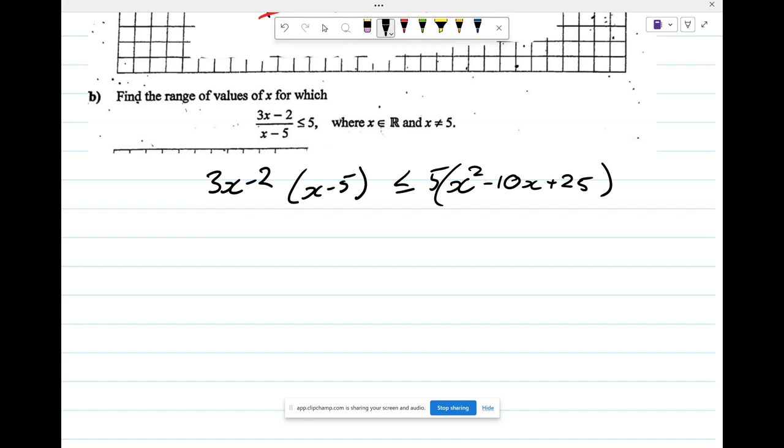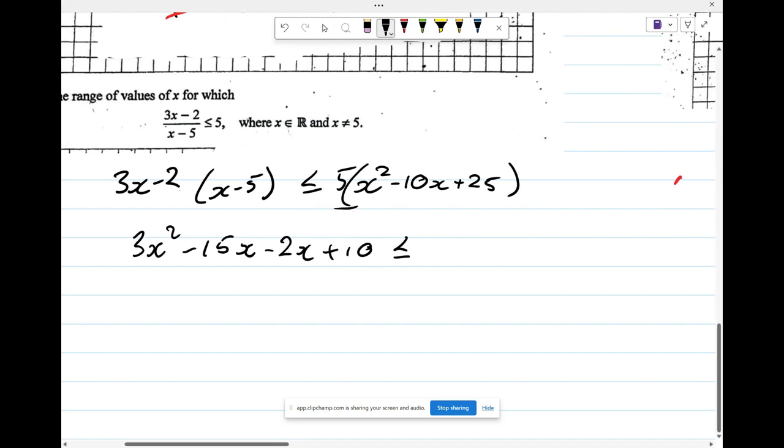Okay, so we're going to multiply this out. So 2x times x is going to be 2x squared. 2x times minus 5 is going to be minus 10x. Minus 3 times x is going to be minus 3x. Minus 3 times minus 5 is going to be plus 15. That's going to be less than or equal to 5x squared minus 50x plus 125.